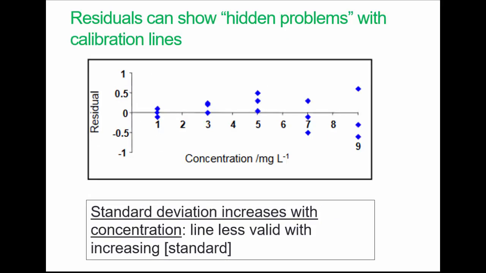Now, if you notice this one, we start off with the residuals around 1 as being tightly clustered, but by the time we get to 9, they're much more widely scattered. Now, this is diagnostic of standard deviation increasing with concentration. So a line becomes less valid as we increase the standard concentration. Now, maybe this is one of those examples that I alluded to in the last segment, that we need to think about the concentration range, and maybe even though it still appears to be linear, we may not be able to go to higher concentrations. R-squared probably won't tell you this.